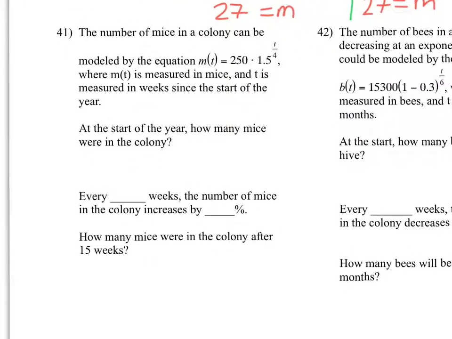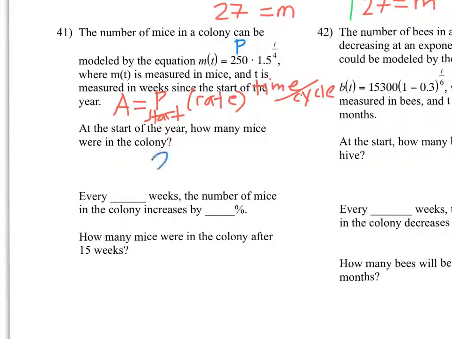For number 41, we're looking at the number of mice in a colony, and we're given an equation. I'd like us to recall that these general equations are all about the final amount is equal to that starting amount multiplied by some rate raised to some kind of time over the cycle length. So when we're looking at this, the initial starting amount is 250, and we have our cycle length of 4.